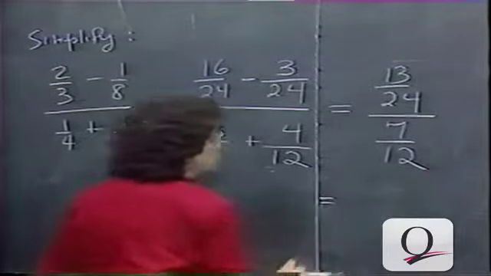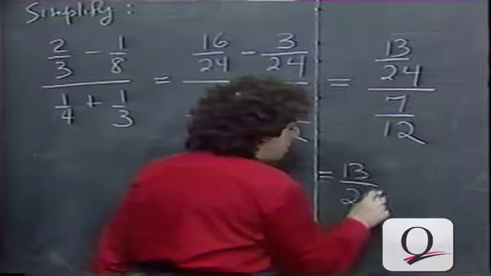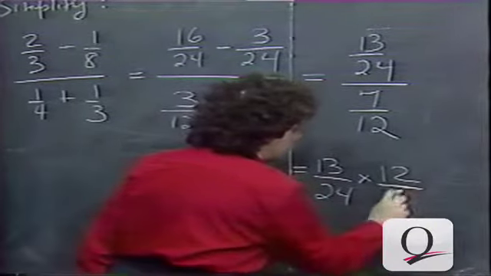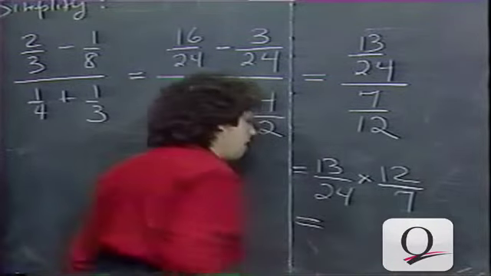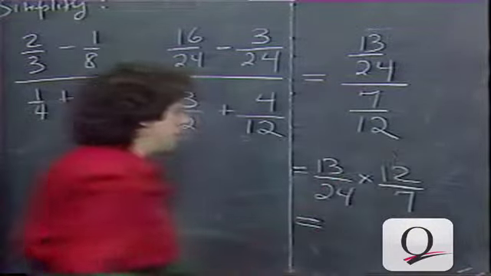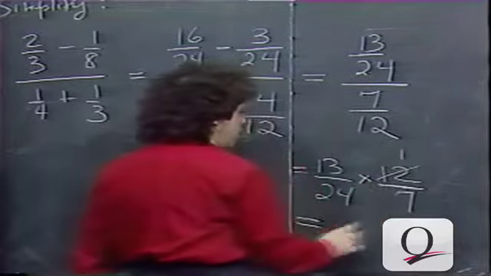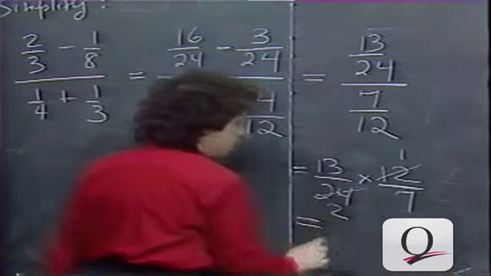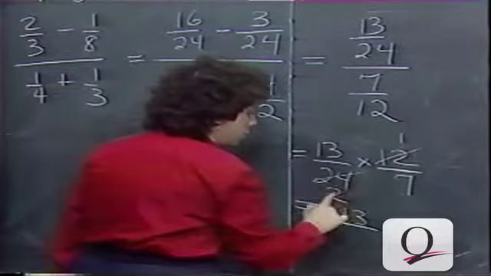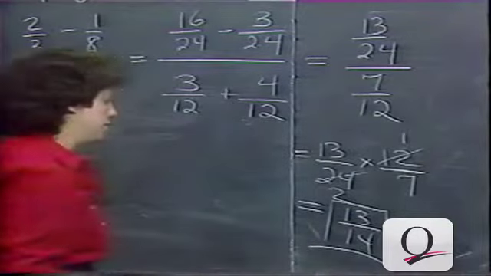Now, 13/24ths divided by 7/12. You'd have to invert and multiply by 12/7ths. Looking for common factors, 12 is a factor common to the numerator and the denominator. Dividing the numerator by 12, dividing the denominator by 12, we get 13 times 1 over 2 times 7 for an answer of 13/14.